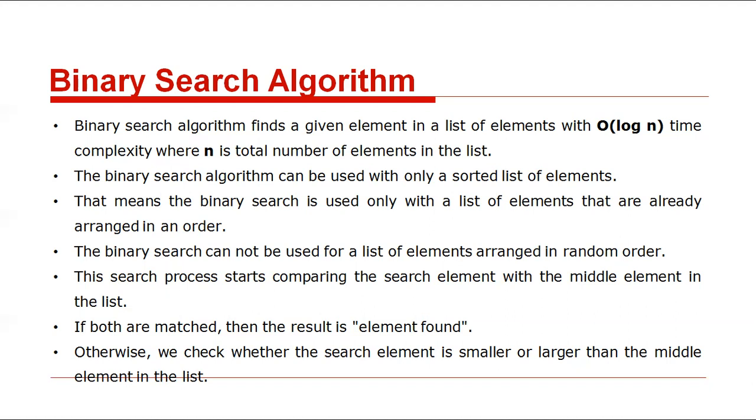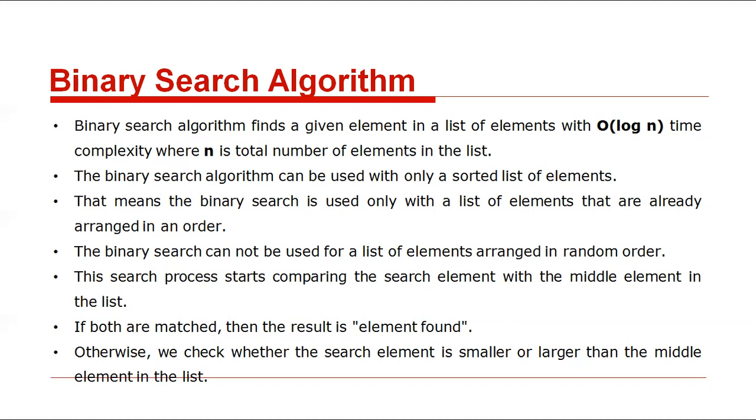Clear? So the binary search algorithm finds a given element in a list of elements with order of n log n time complexity, where n is the total number of elements in the list. The binary search algorithm can be used with only a sorted list of elements. That means the binary search is used only with a list of elements that are already arranged in sorted order.